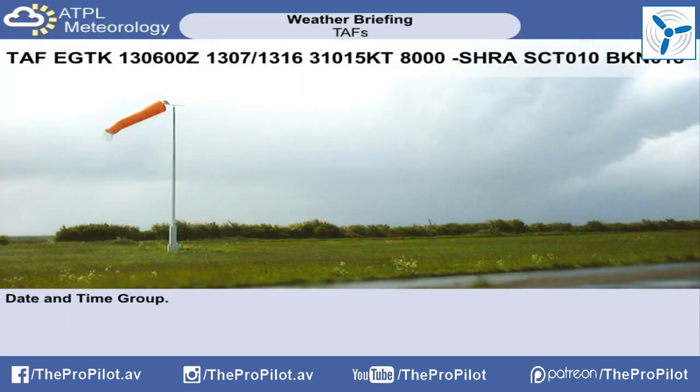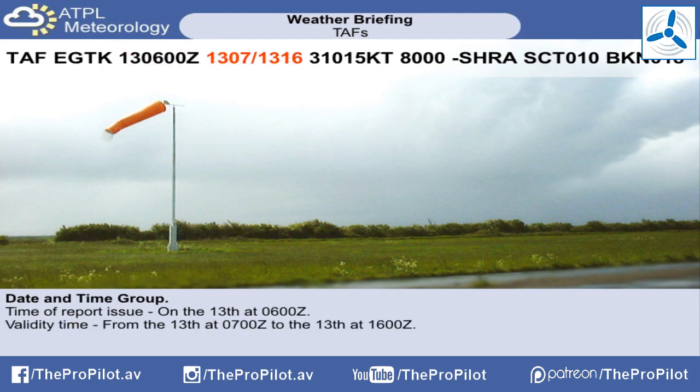Remember that the METAR is an indication of the weather at a specific time. However, the TAF aims to give a forecast over a period of time, so the TAF will have a different time group to the METAR. The first of these time groups is the time of issue. The date first and then the time in hours and minutes in Zulu. So our example TAF was issued on the 13th at 0600 Zulu.